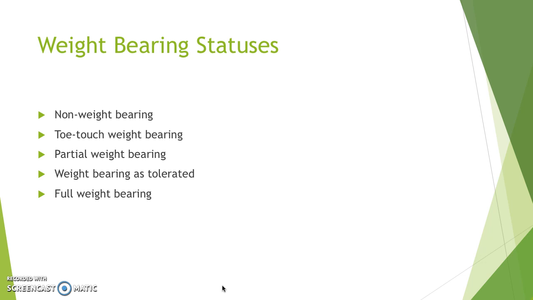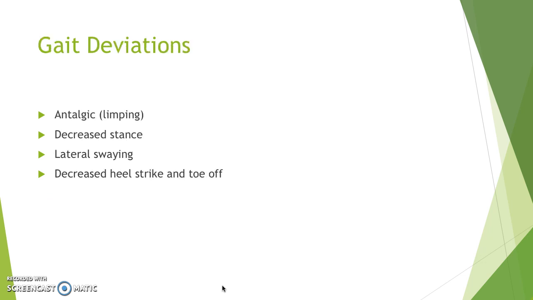You'll look at the weight-bearing statuses of the patients when they come in. You have all the way from non-weight-bearing to full weight-bearing. Toe-touch weight-bearing, that's just simply being able to put your toes on the ground. Partial weight-bearing, you're slowly starting to put just a little bit of weight on it. And then weight-bearing as tolerated, that's kind of a little more up to the patient and what they can tolerate on a personal level, and you see that with using canes and walkers.